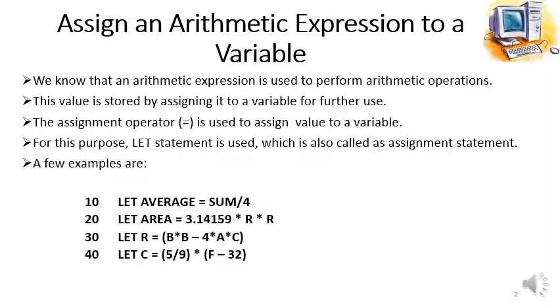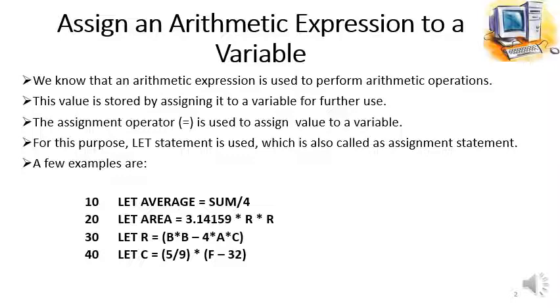Here at line number 20, another example is given: let area is equal to 3.14, the value of pi, multiplied by r, like pi r square, which is the formula for finding the area of a circle. So this is how we can write it in programming. Let area is the variable, and we are assigning an expression which is the combination of this constant value 3.14, which is the value of pi, and further r square. So here we will be writing r multiplied by r, which is equal to r square. So we are actually assigning this expression to the variable area.